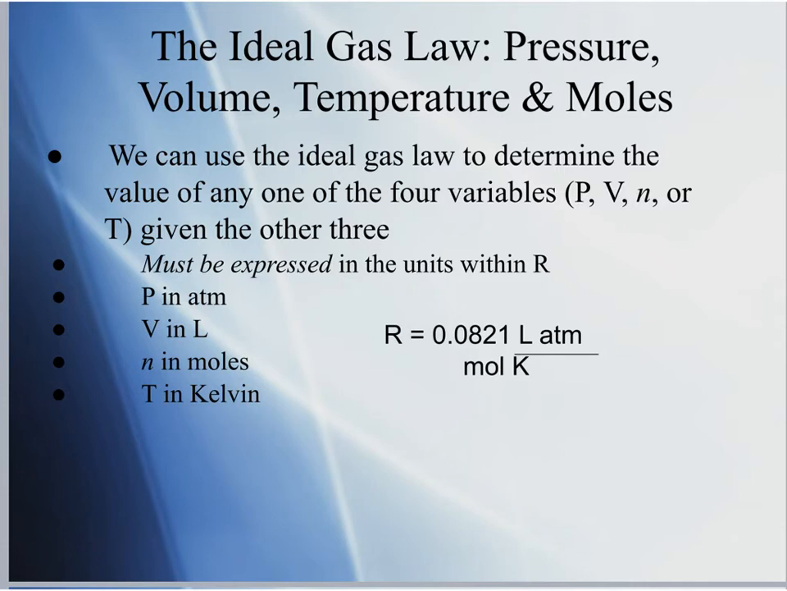But like I mentioned before, and I'm going to mention it again because it is very important, when using this one, you must express these variables within the units of R, our proportionality constant. So pressure has to be in atmospheres, volume has to be in liters, and temperature must be in Kelvin. And for n, it's got to be in moles, not grams. So you've got to use your periodic table to convert grams to moles if need be. You've got to use those units.